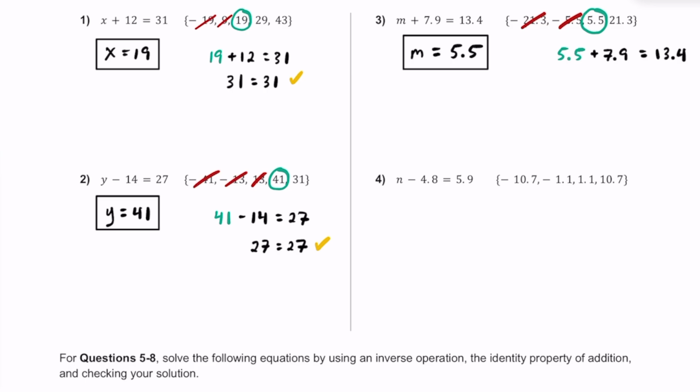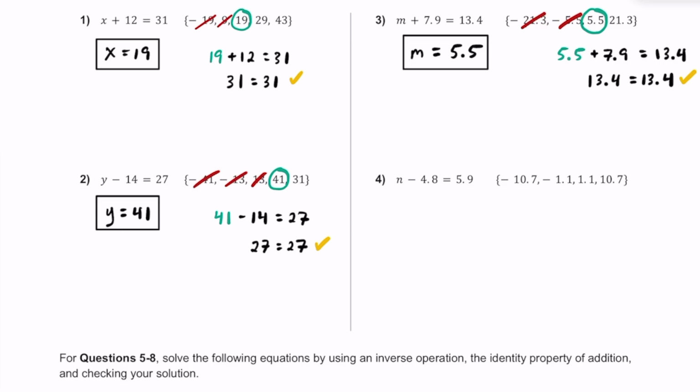5 plus 7 is 12. 0.5 plus 0.9 is 1.4. 12 plus 1.4 is going to be 13.4. So again, just double checking and making sure we are 100% correct here. This does check out, and so m does equal 5.5.